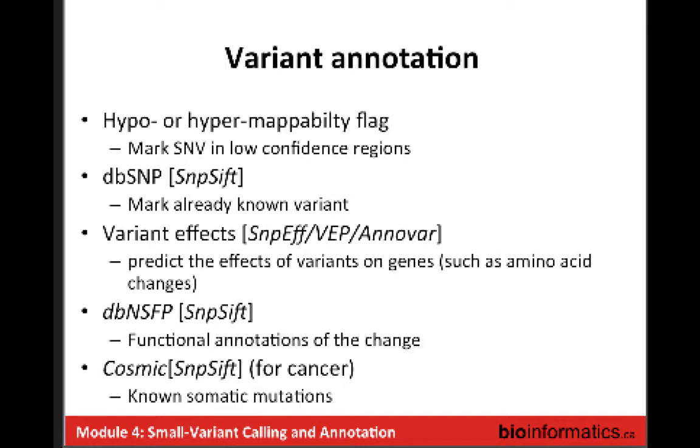dbNSFP is another database you could use to annotate the change. It shows that a variant has been reported by all the annotation tools as changing the function of your protein. If you work on cancer, you can usually use COSMIC, which reports somatic mutations instead of germline mutations. It's not an exhaustive list. We talked yesterday about ExAC, and there are many other databases you can use, but this is just to give you an idea of what you can do to annotate your variant.